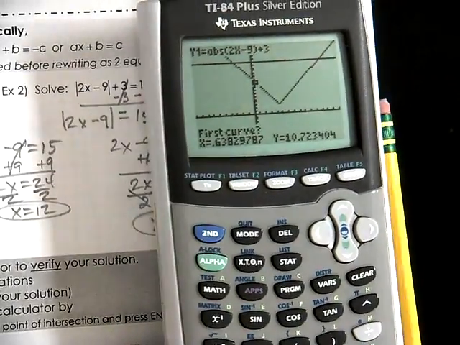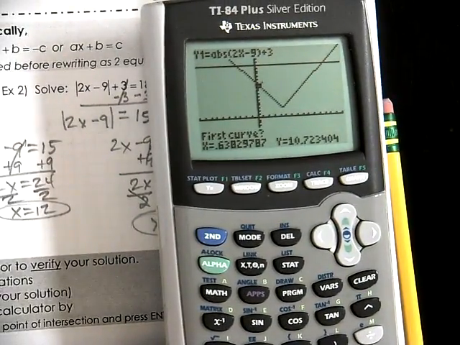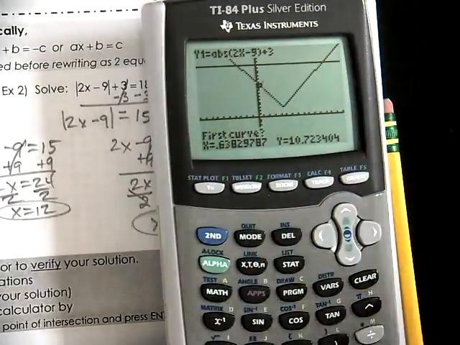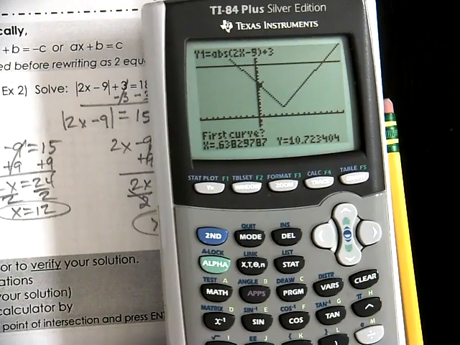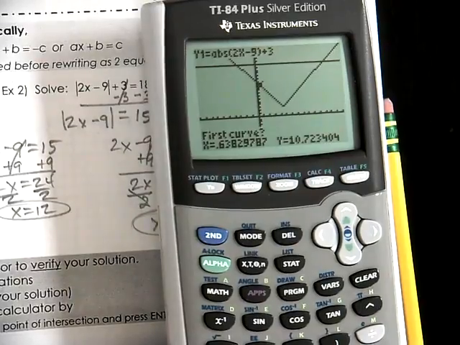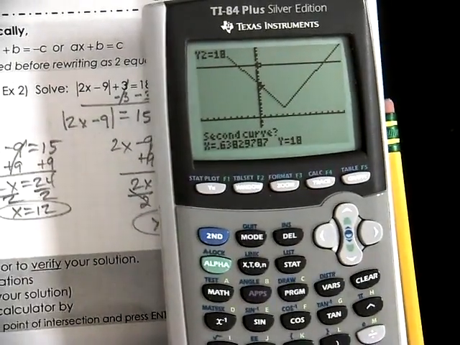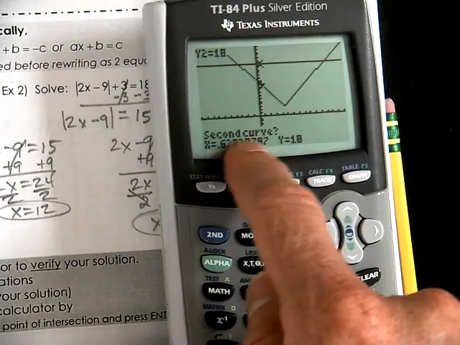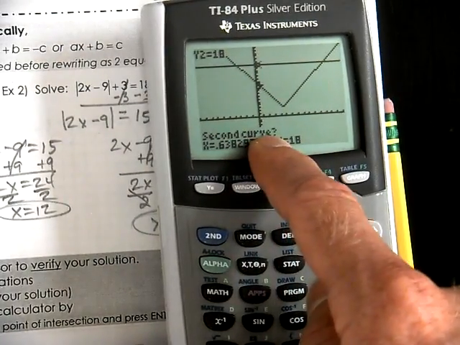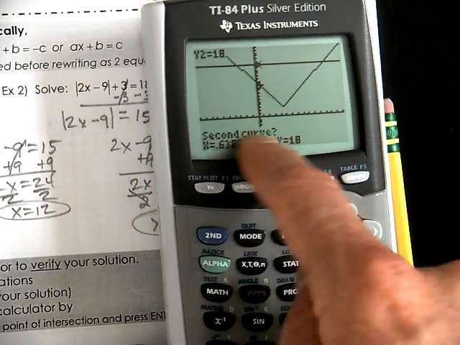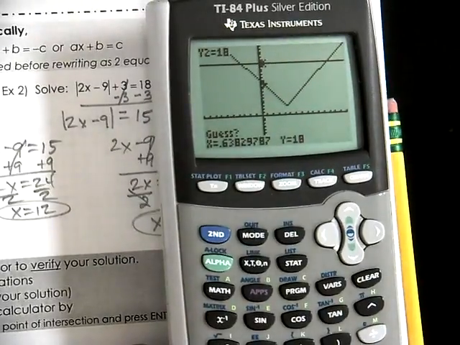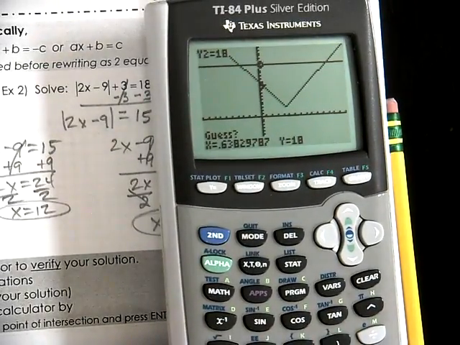You typed it in. It's not trying to be tricky. It's giving you the option to have like 3, 4, 5 different equations typed into your calculator. But you have 2 equations in your calculator. So it's always enter. Yes, that's it. Is this your second curve? I don't like the word curve. I wish they'd say equation. Second equation. Say, yes, this is my second equation. Y equals 18 is my second equation. Hit enter. Of course it is.